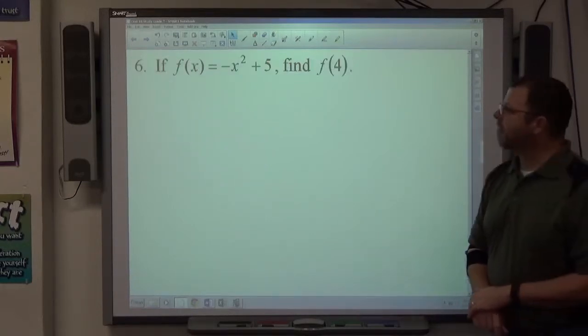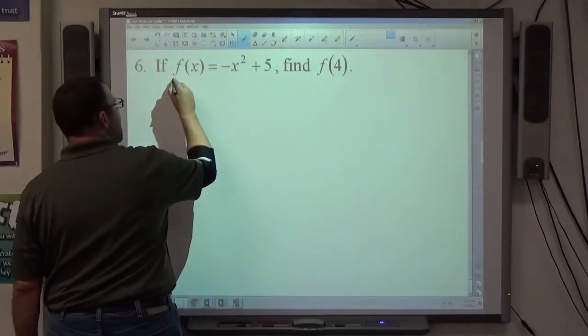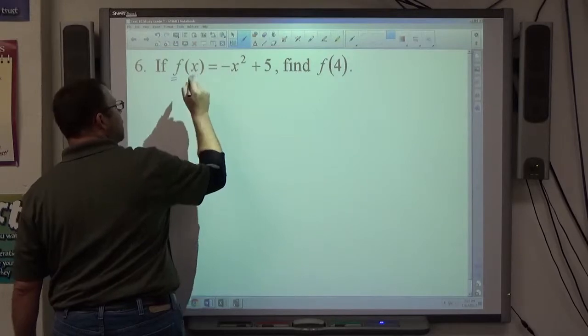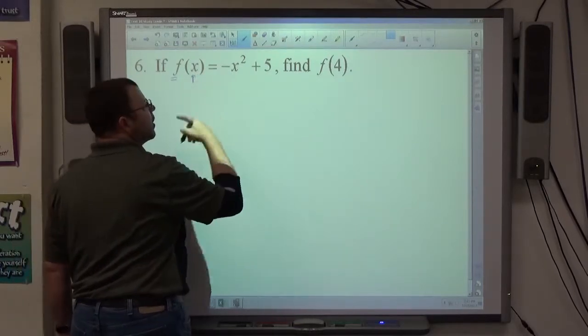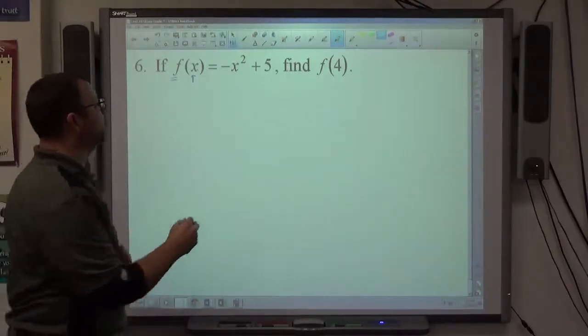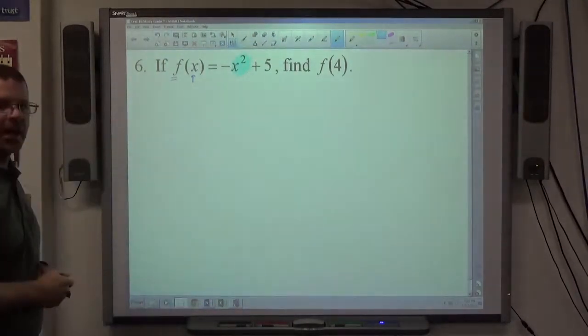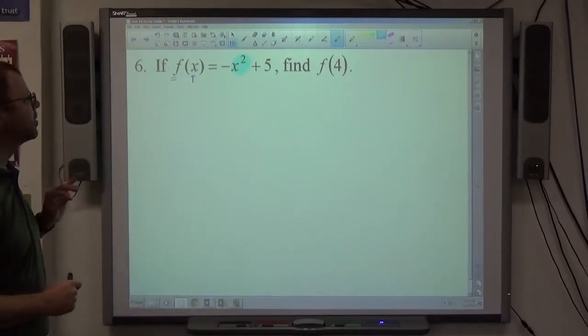Number 6, f of x equals. Anytime you're given a function, which is what this is, f names the function, x is the variable. You can see here is negative x squared plus 5. And again, I see a power happening here. What's being raised to the power is x, not the minus sign. It's x to the second power. The minus sign is not being raised to the power.